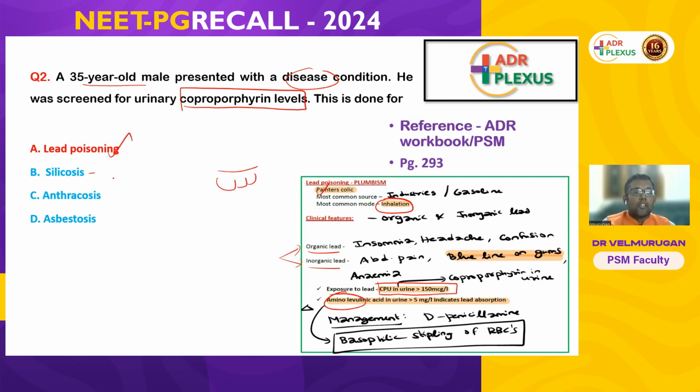Silicosis, silicon. Anthracosis, coal dust. Asbestosis, asbestos fibers, which we are using now in our houses.